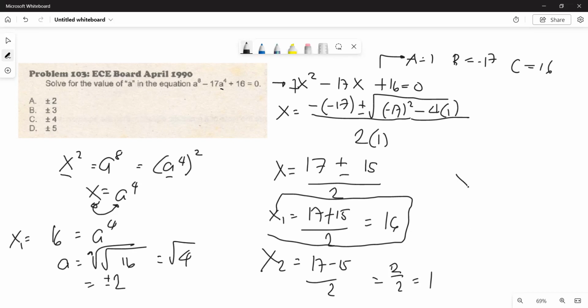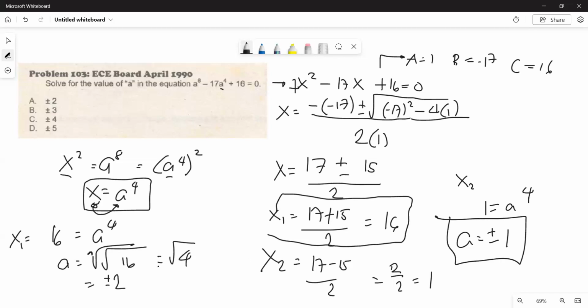Now for x2, using this again, you have 1 is equal to a to the 4. Automatically, a is equal to plus or minus 1. So these are the values, a1 and a2. That's the answer here.